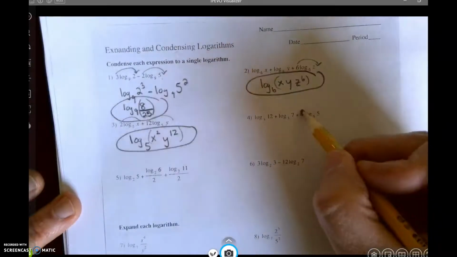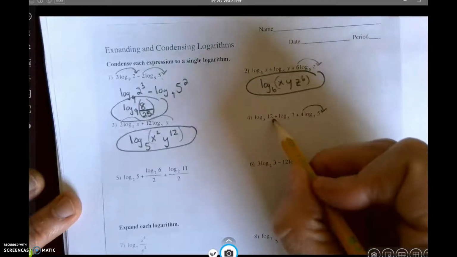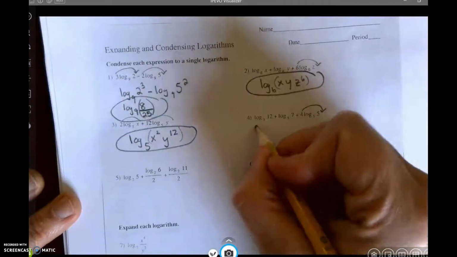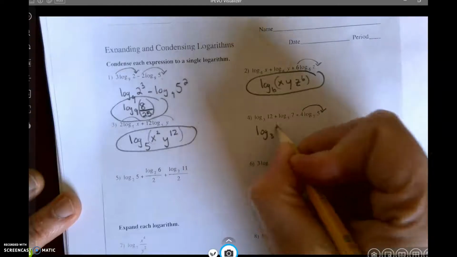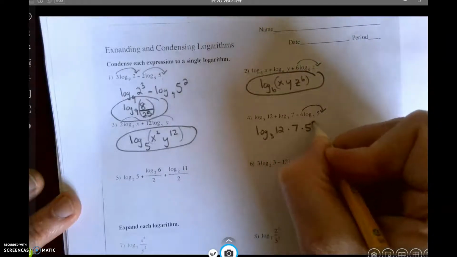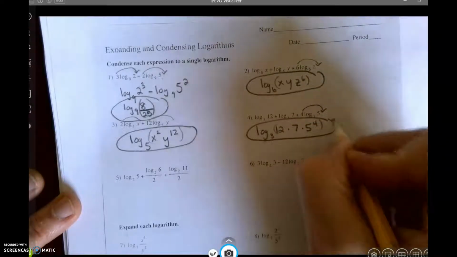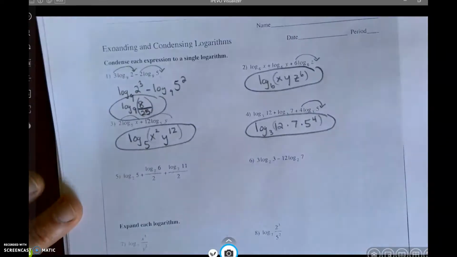Let's see, this 4 is going to become an exponent, and the addition becomes multiplication. So I have log base 3 of 12 times 7 times 5 to the 4th. Now because this is meant to be without a calculator, I'd probably just leave it like that.